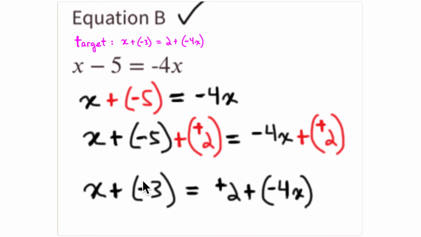So this does work. X plus negative 3, this has become negative 3, equals a positive 2 plus negative 4. And I use the commutative property to just switch the order of these two. So that works. Look for multiplication first. If that doesn't work, then go to addition.